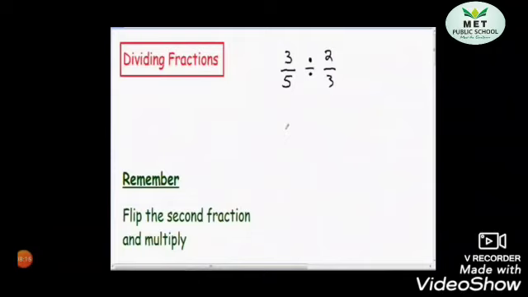Now let us see dividing fractions. Here also you have to remember 2 steps. One is to flip the second fraction and next is to multiply. In multiplication, you directly did the multiplication. Whatever terms are in the numerator you multiplied, and whatever terms are in the denominator you multiplied, and directly you got the answer.